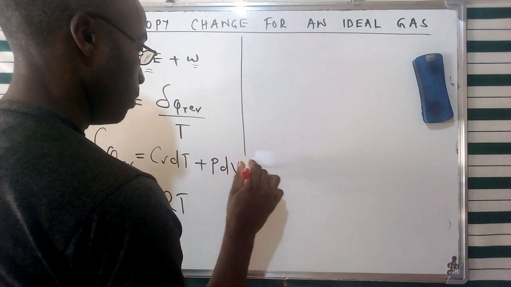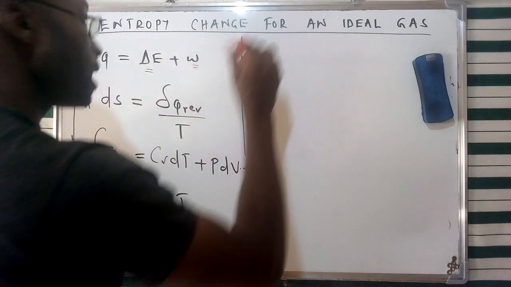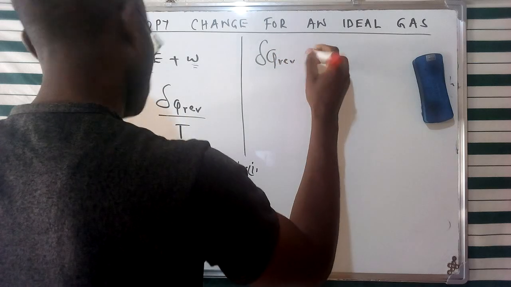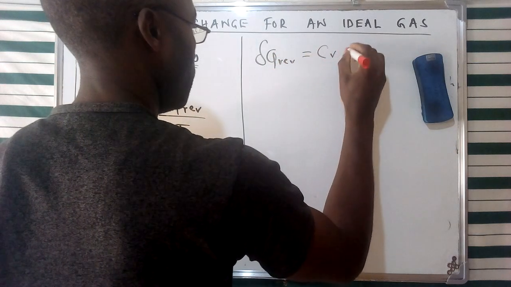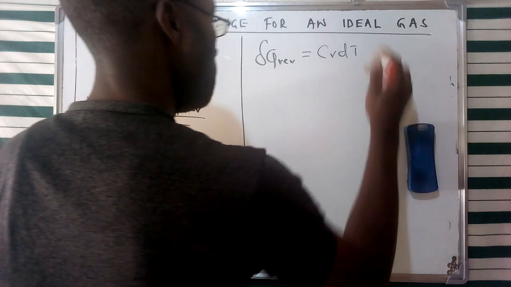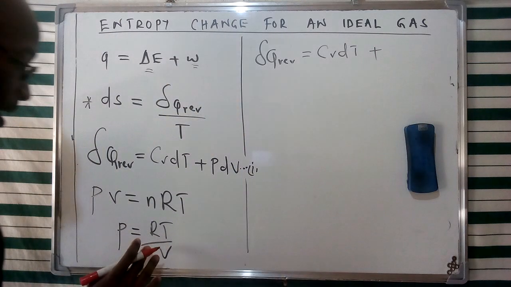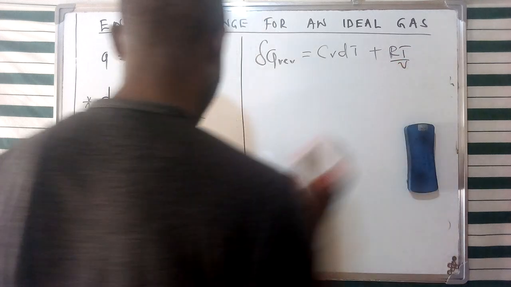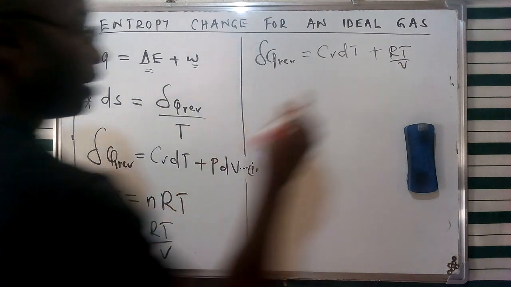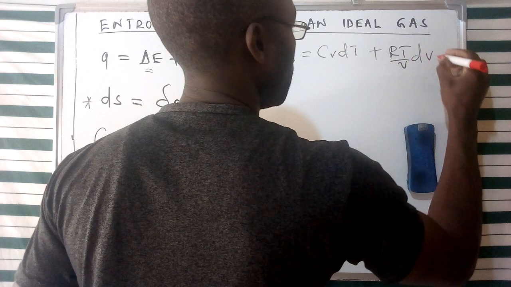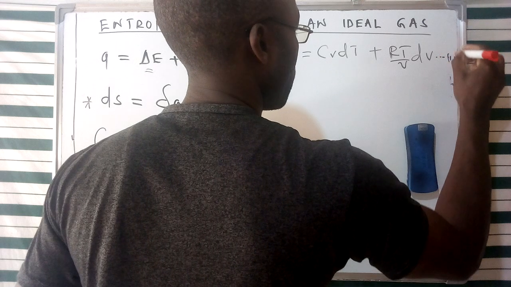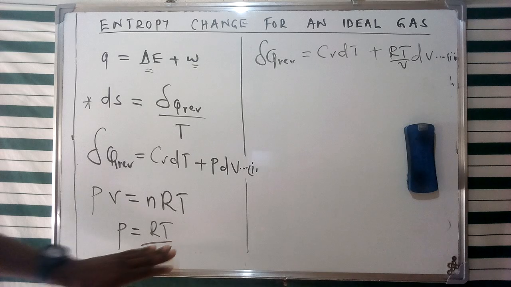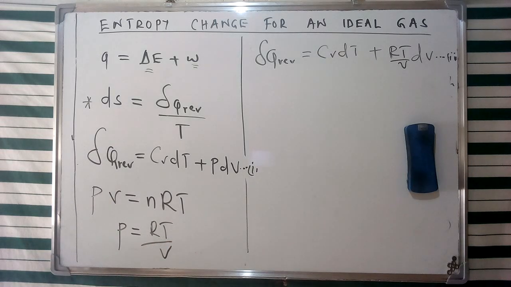Let's take this one to be equation 1 and obtain equation 2 by having this sigma Q reversible given as Cv dT plus pressure, which is now given as RT over V, and then this is going to give us a dV, given as such. This is going to form our second equation, which represents that aspect of our pressure as we have mentioned.